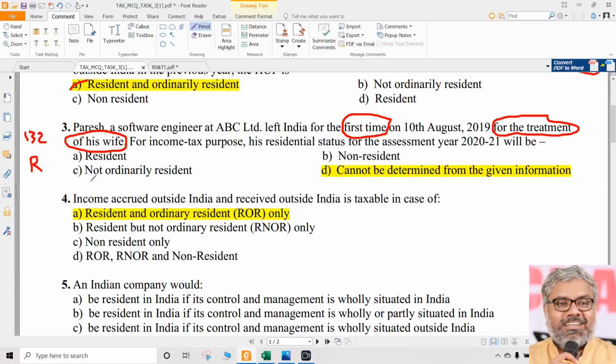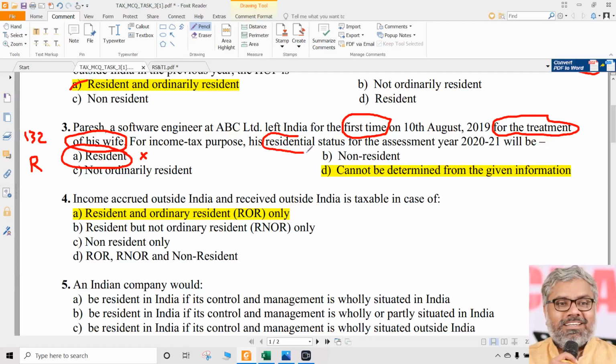So what is the residential status of this person? That is R. That is resident, directly resident, definitely yes. So once he is a resident, we cannot directly say that he is not ordinarily resident. Resident is not a residential status. That's what we have to identify. A lot of you have kept resident as the answer. I would not say it is wrong, but it is not really correct also.